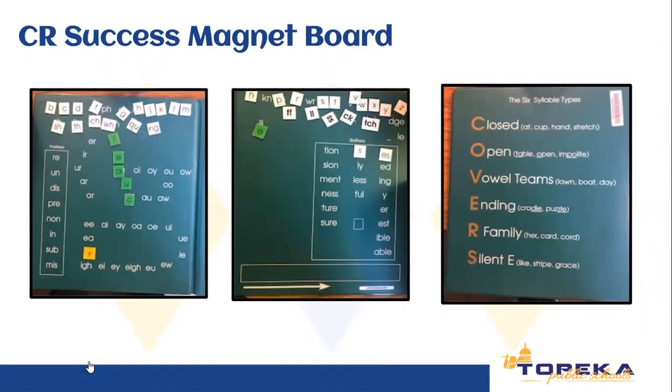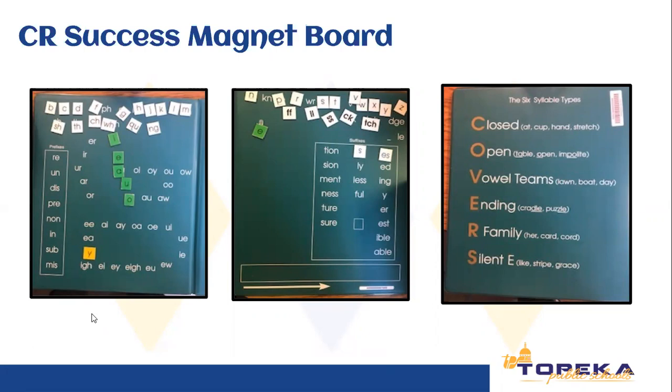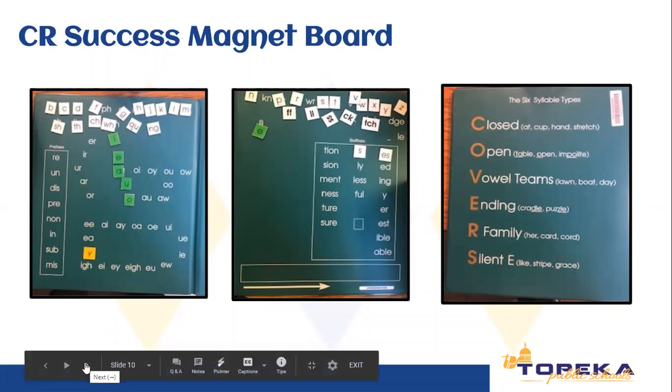In the CR Success program, students use magnet boards that give them a hands-on manipulative for learning phonics skills, and you'll see an example of a board on the screen. You'll also see that this one shows prefixes, digraphs, vowel teams, etc. So that would be a second grade CR Success board.